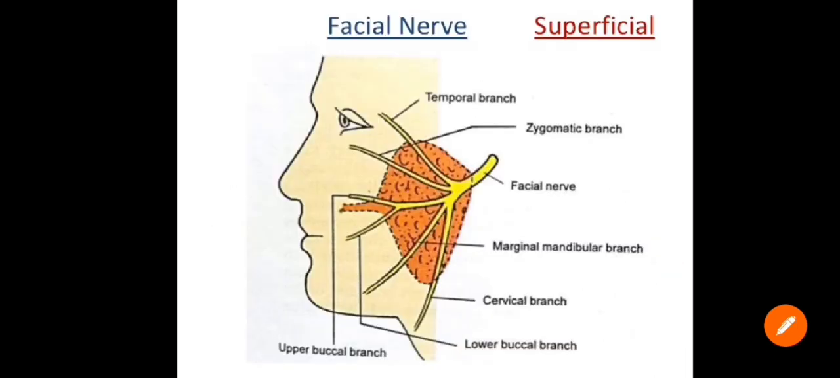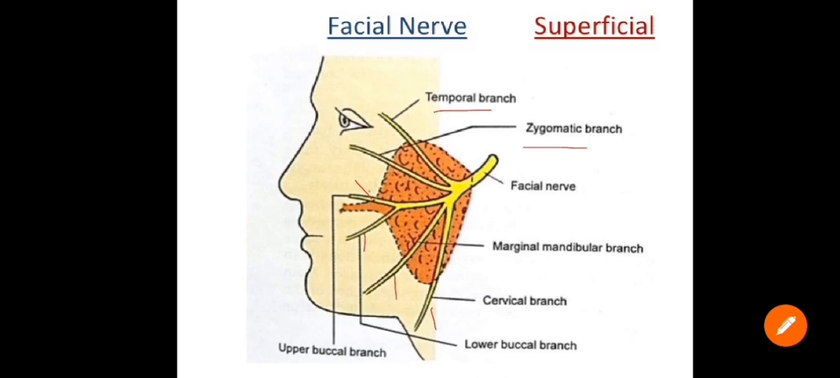See here, the facial nerve is passing through the gland, and at the anterior border of the gland it is giving off all its 5 branches. It's radiating onto the face, right? There's the temporal branch, then the zygomatic branch, then the upper buccal branch, the lower buccal branch, the marginal mandibular, and the cervical branch. All of them are radiating onto the face, giving it a goose foot like appearance, and that is what is called pes anserinus.